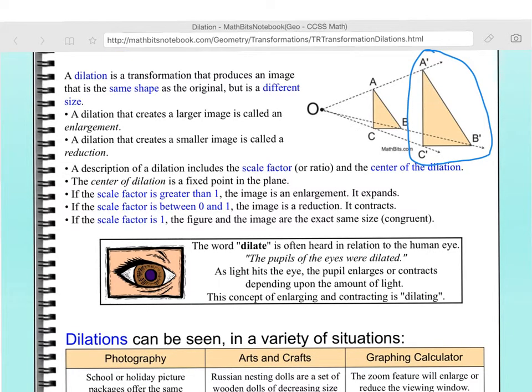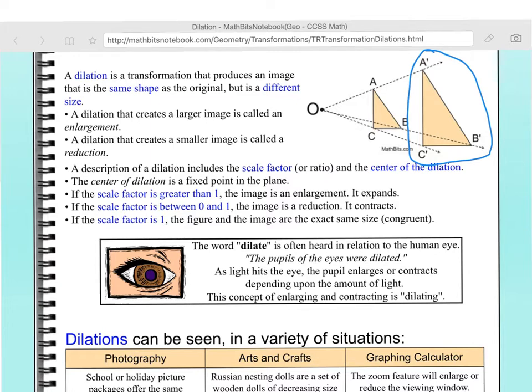A dilation creates a larger image. A dilation that creates a larger image is called an enlargement. A dilation that creates a smaller image is called a reduction. So if it gets bigger, it's an enlargement. If it gets smaller, it is a reduction.